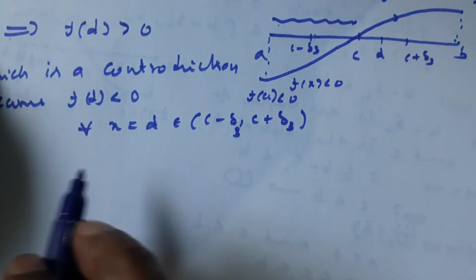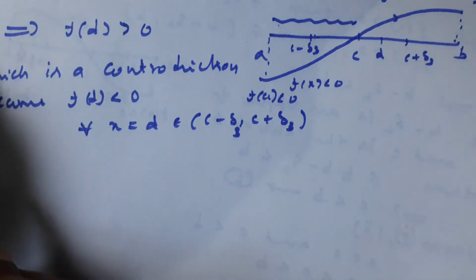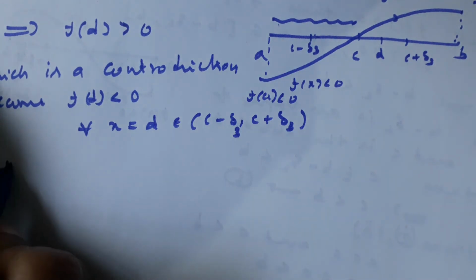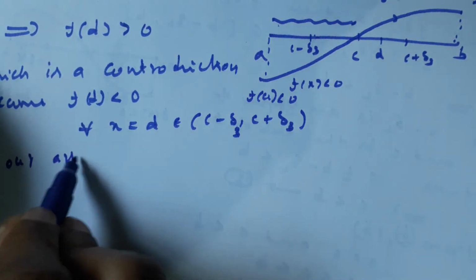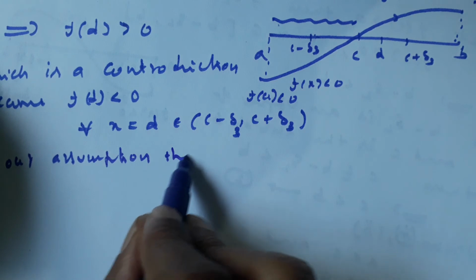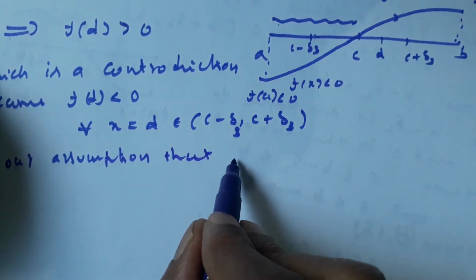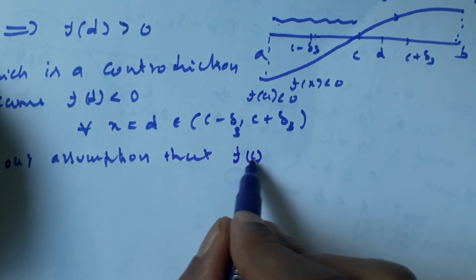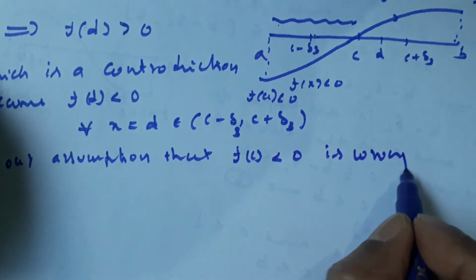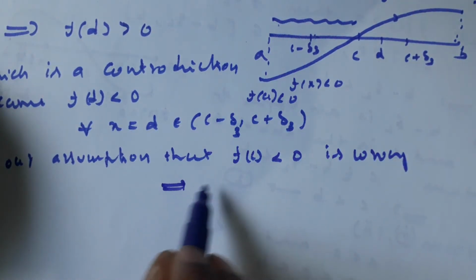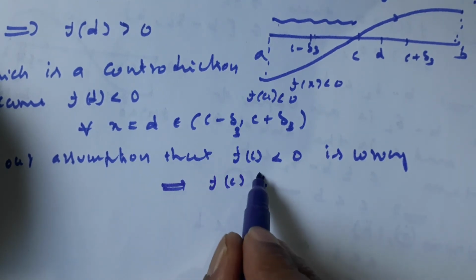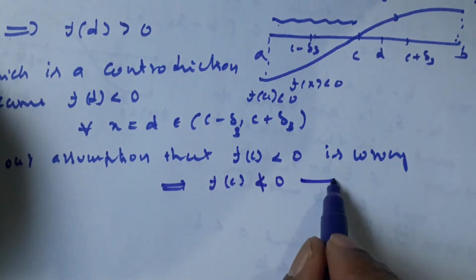Because f of C is less than 0, which is a contradiction, because f of D is less than 0. That is our assumption. Because of our assumption, f of C less than 0 is wrong. This implies f of C is not equal to 0. Take this as equation 3.